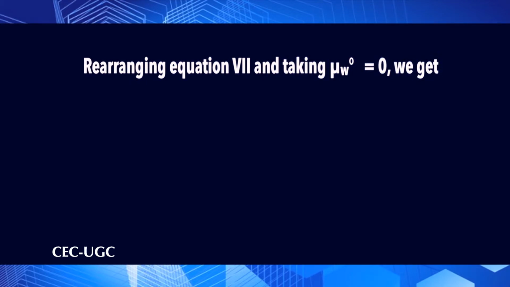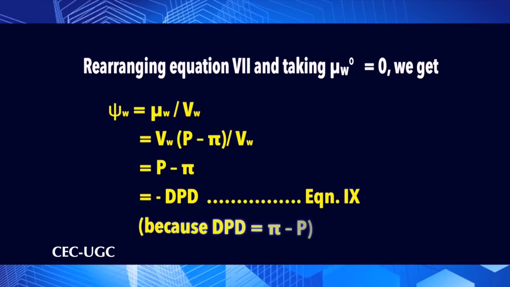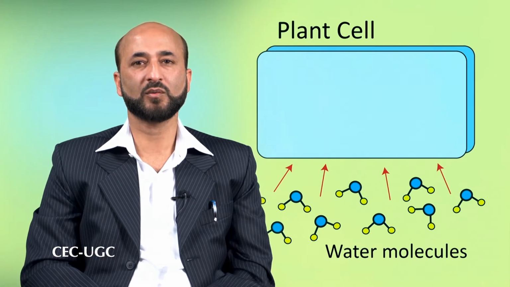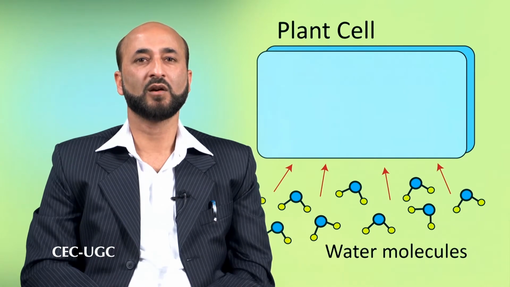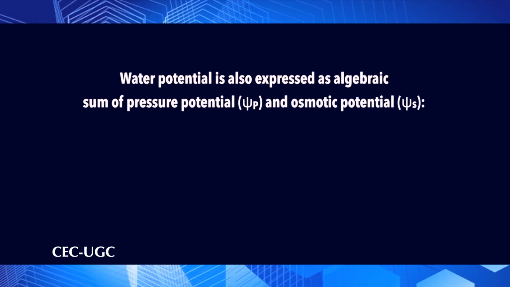Rearranging the above equation and taking μW⁰, that is chemical potential under standard conditions, equal to 0, we get ψW is equal to μW divided by VW, that is water potential is equal to the chemical potential of water divided by partial molar volume of water, and that is equal to P minus π, that is hydrostatic pressure minus osmotic pressure, and that is equal to minus DPD, that is minus diffusion pressure deficit, because you know that DPD is equal to π minus P, that is osmotic pressure minus hydrostatic pressure. Thus, water potential can also be defined as the difference between hydrostatic pressure and osmotic pressure, or as a negative of diffusion pressure deficit.